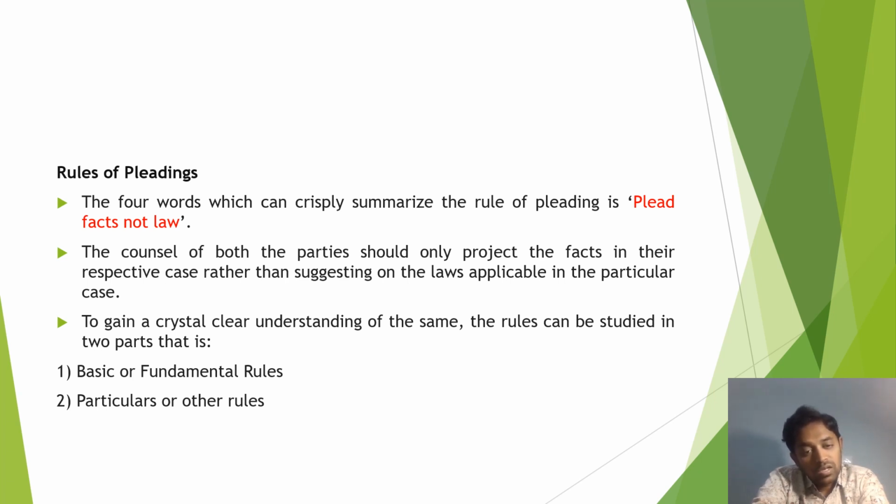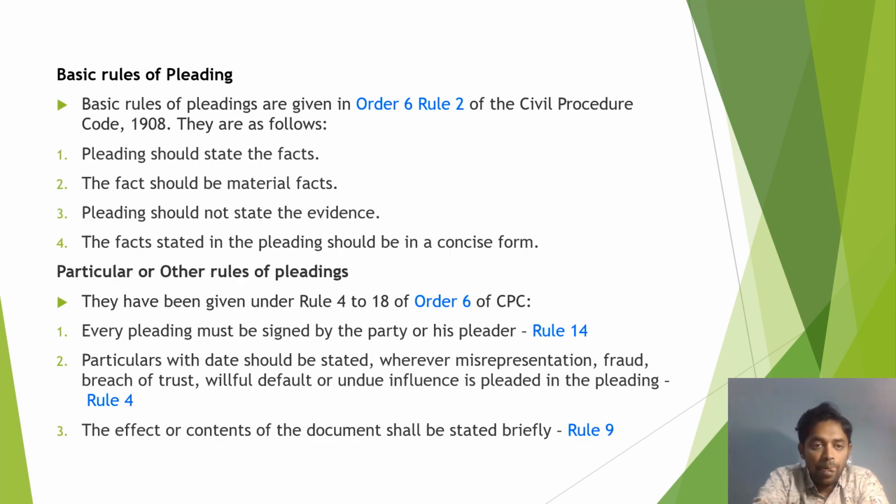To gain a crystal clear understanding of the same, the rules can be studied in two parts, that is, basic or fundamental rules, particulars or other rules. The basic rules of pleading are given in Order 6, Rule 2 of the Civil Procedure Code. They are as follows. Pleading should state the facts. The facts should be material facts. The pleading should not state the evidence.